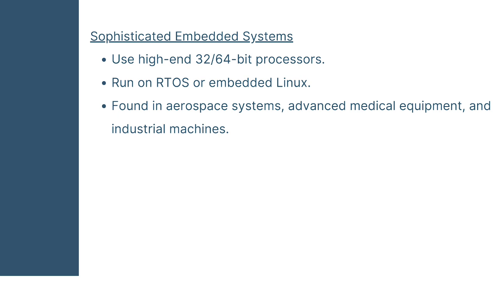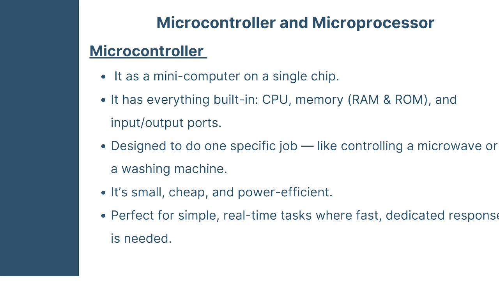At last, we have sophisticated embedded systems. They use high-end 32 and 64-bit processors, run on RTOS or embedded Linux, and are found in aerospace, advanced medical equipment, and industrial machines. Now we are going to discuss what microcontrollers and microprocessors are.